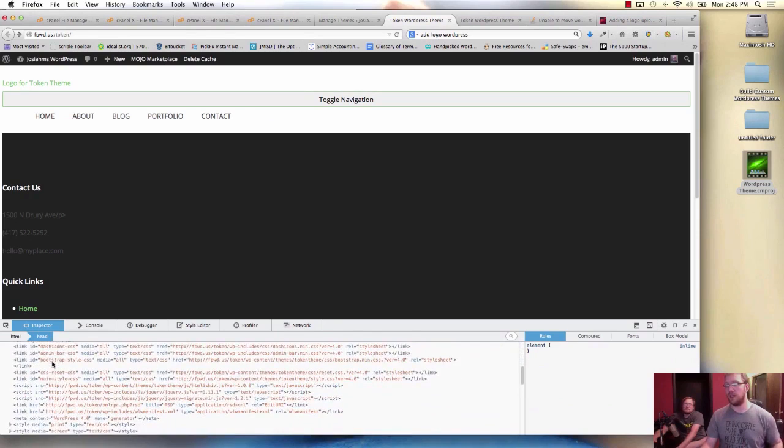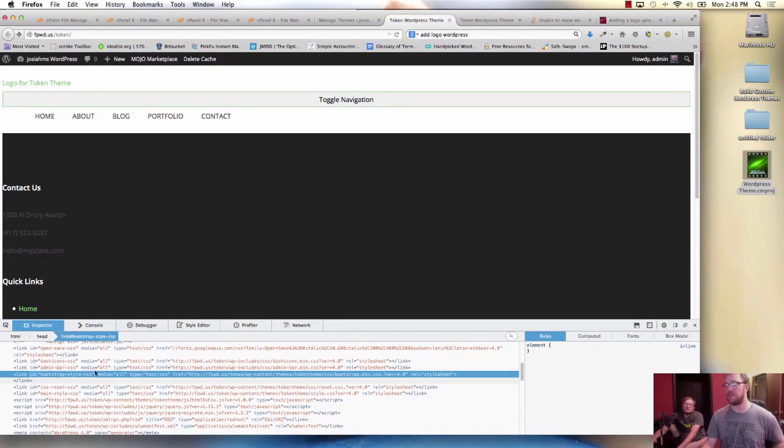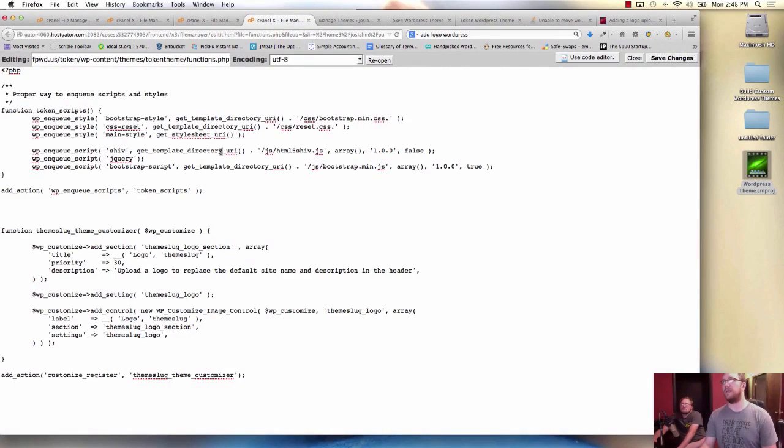If we go here and look in the header, this is the bootstrap style, and it says that it's calling it, and it's going to fpw.us token content themes token theme css bootstrap.min.css question mark version 4.0. Now most people probably won't be able to spot the error there, and neither could I. So I went back into the back end here and looked at what I had written, because some of the styles are loading and some aren't.